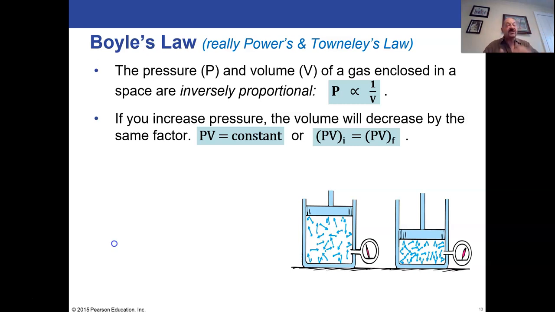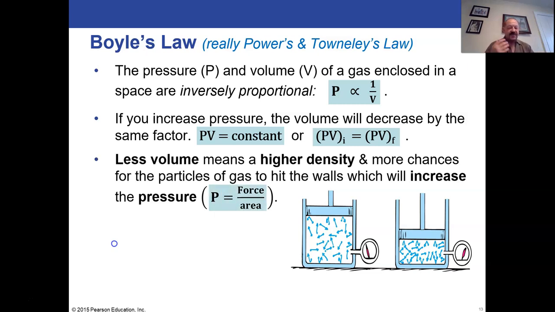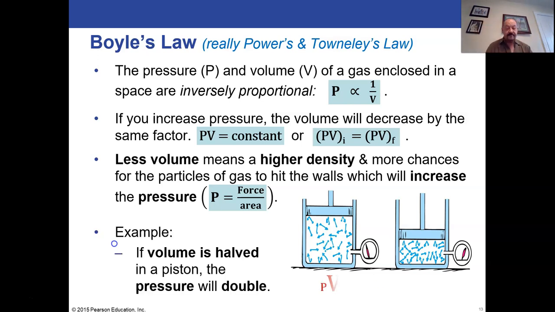So what this means is, when volume goes down in the second piston, the pressure goes up, and you can see the molecules are hitting the walls more frequently. And that's what Boyle's law amounts to. And this is really a consequence of pressure being equal to the force, which doesn't seem to be changing, divided by the area, which is definitely changing in a smaller volume.